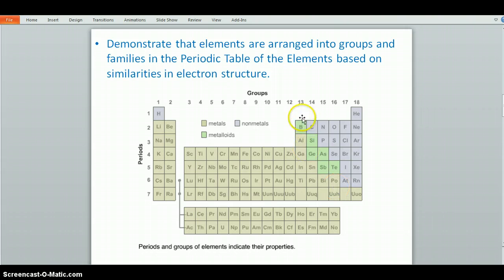Just these few elements. There's 1, 2, 3, 4, 5, 6. These 6 elements here are the metalloids. And you can notice here, it's interesting, they're located between the nonmetals and the metals.